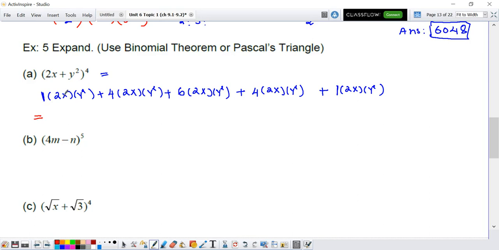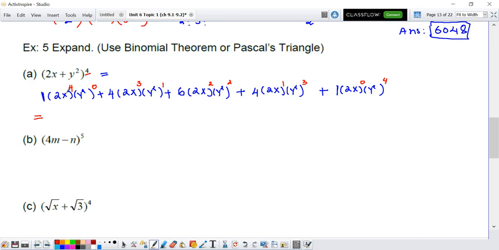Oh no, sorry, my bad, I forgot to write the powers. Powers of A are 4, 3, 2, 1, 0. And powers of B are 0, 1, 2, 3, 4. Anytime you make a mistake, you can check: 4 plus 0 is 4, 3 plus 1 is 4, 2 plus 2 is 4, 1 plus 3. Now the next step is simplifying.